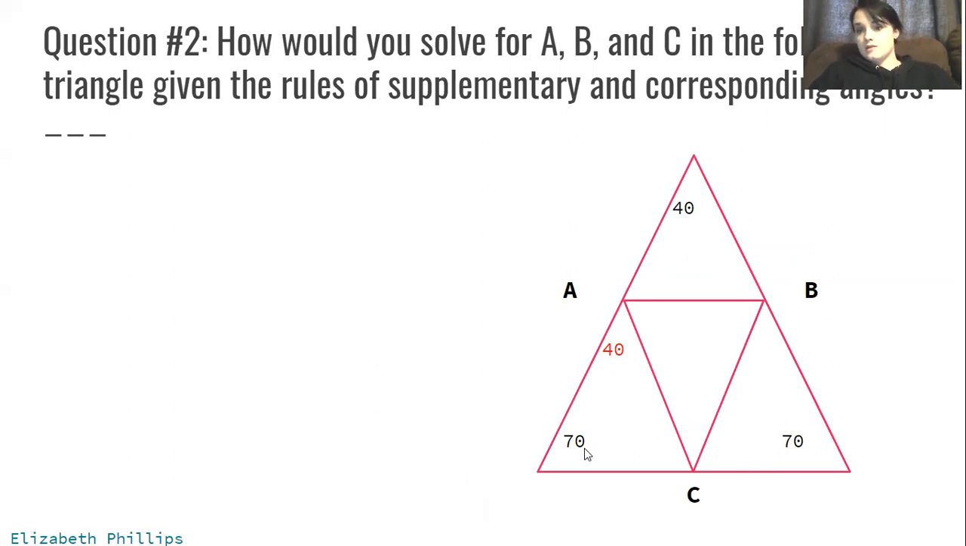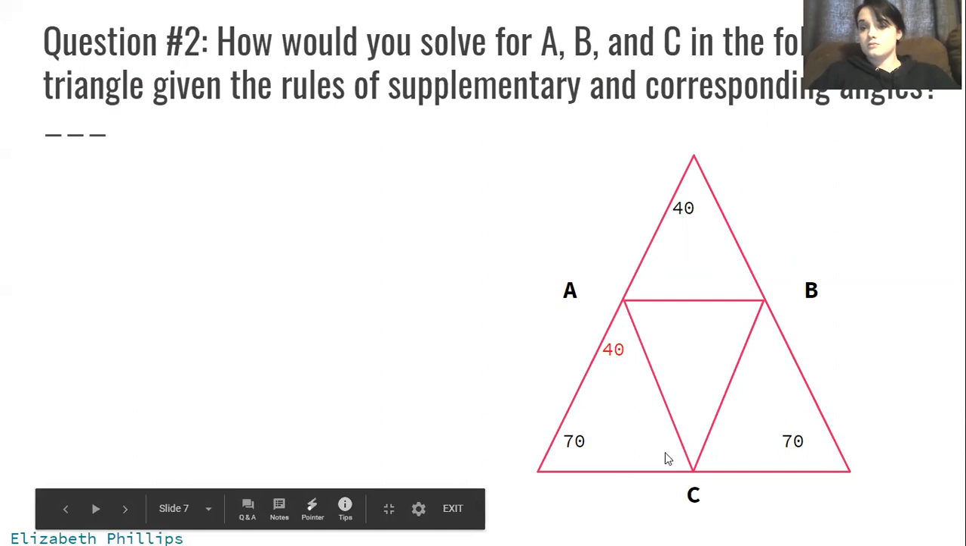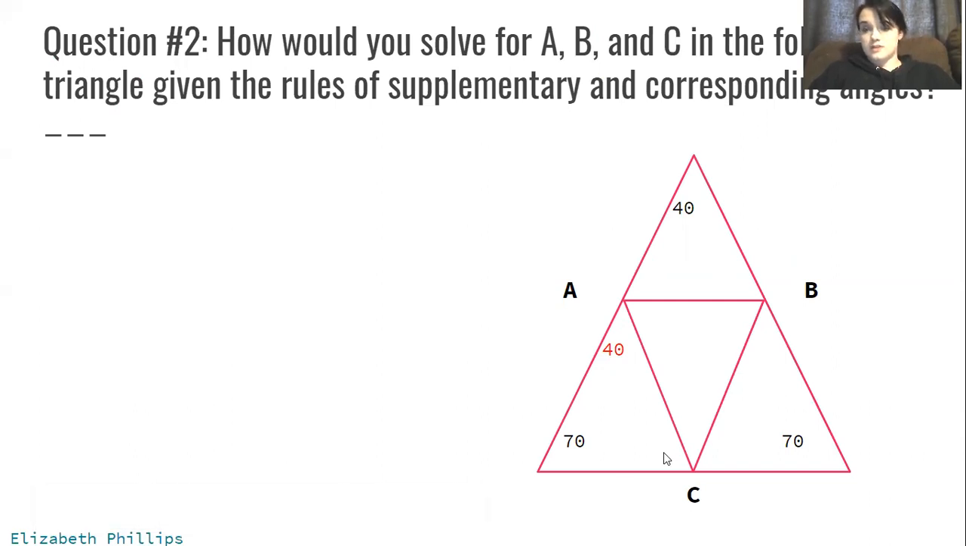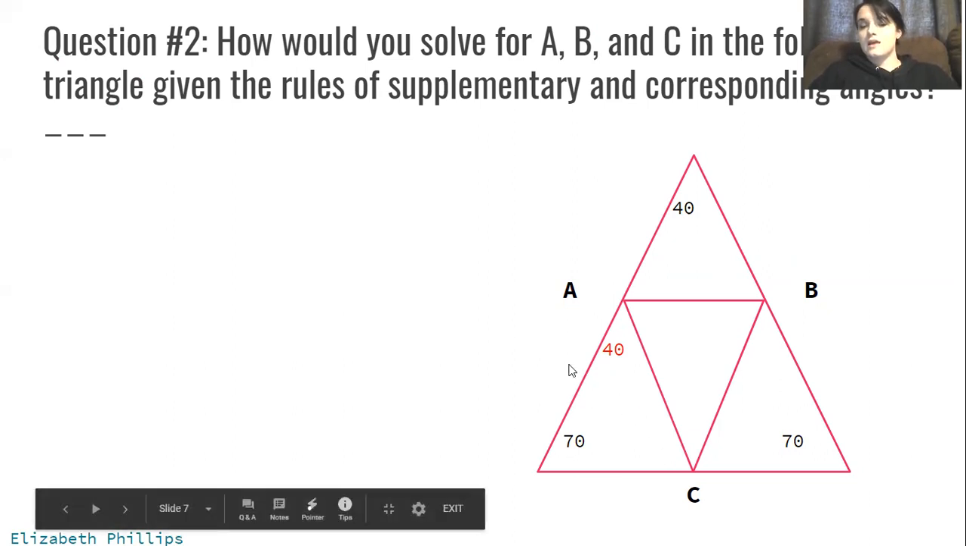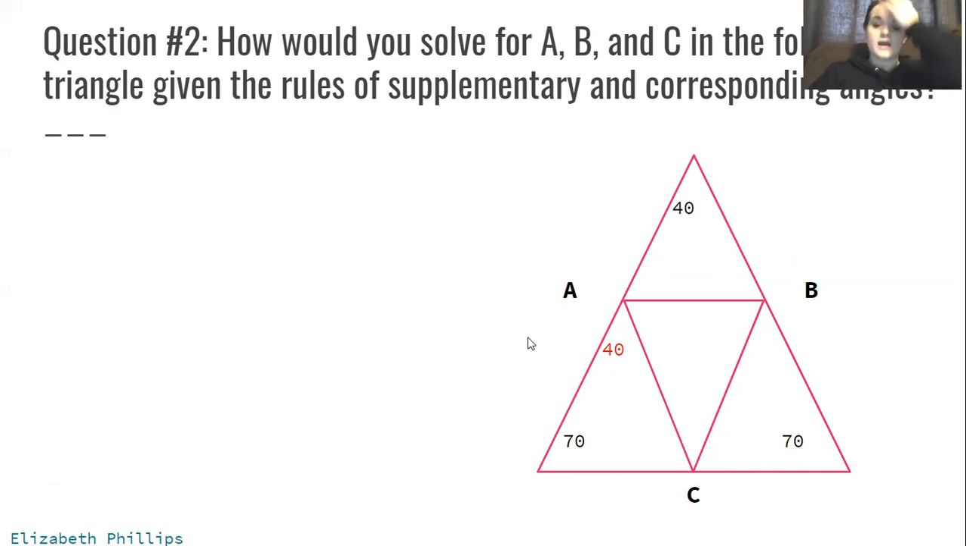If you'll notice, with it being an isosceles and everything, the bottom two angles are going to be the same. So the bottom left corner of that triangle will be 70, the bottom right-hand corner of that triangle will be 70, and then we just add those together and we get 140. So when we subtract 140 from 180, we get 40 for that top angle.